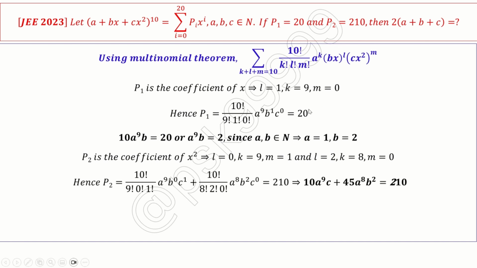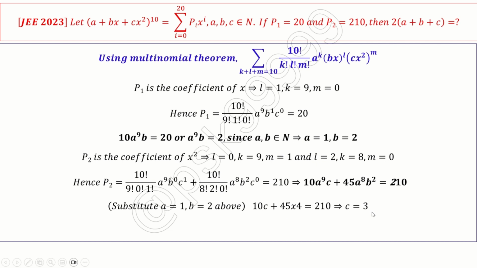So p2 is nothing but 10 factorial by 9 factorial into 1 factorial into a to the power of 9, b to the power of 0 into c to the power of 1, plus 10 factorial by 8 factorial into 2 factorial, a to the power of 8 into b square into c to the power of 0, which is equal to 210. You simplify the same way, and you will get this expression here. Now I need to substitute a equal to 1 and b equal to 2, correct? If I substitute this, I get c equal to 3. You can do the substitution and simplification, and you will get c equal to 3.